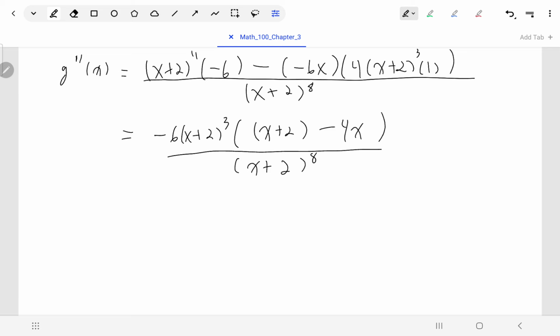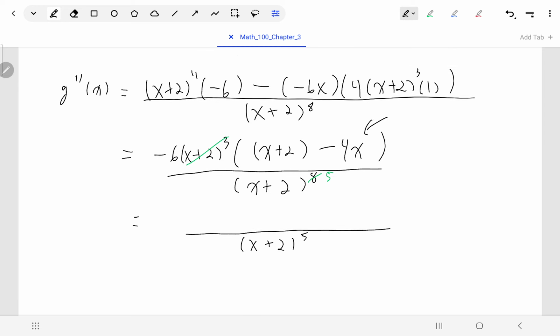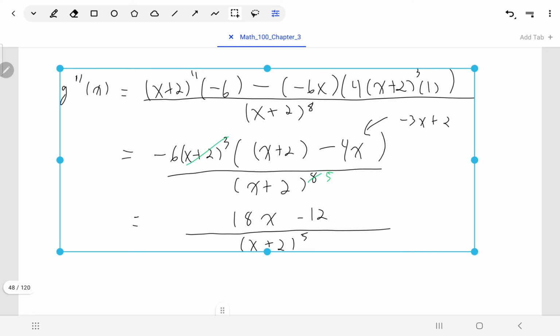Okay, a little bit of cleaning things up here. I'm just going to cancel the (x plus 2) cubed with 3 of the (x plus 2)'s from the denominator, leaving (x plus 2) to the 5 in the denominator. And then inside the brackets, x plus 2 minus 4x, all of that cleans up to give me minus 3x plus 2. And when I multiply the negative 6 in, it'll give me 18x minus 12. There we go. We've got our second derivative nicely found.